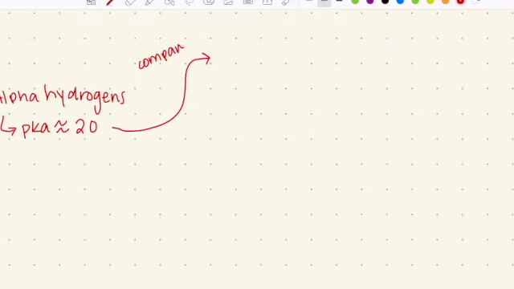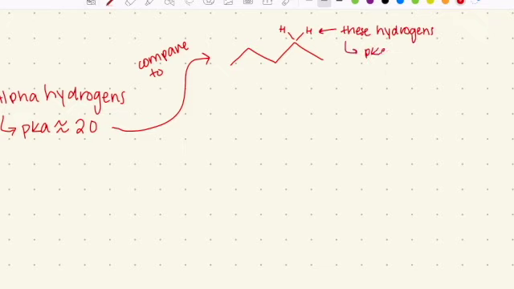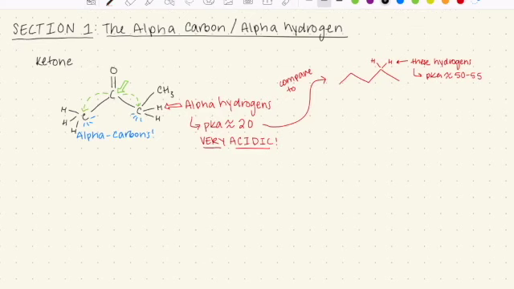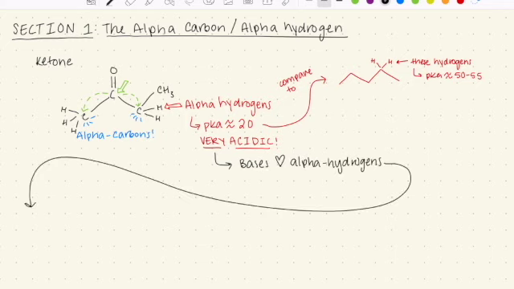Now if we compare them to an alkane group where there is no oxygen nearby, we'll see that these hydrogens on the carbons have a pKa of around 50 to 55. So looking back at the pKa of these alpha hydrogens, they are very acidic. And what do we know about acidic things? Bases love acidic things, so bases love these alpha hydrogens.